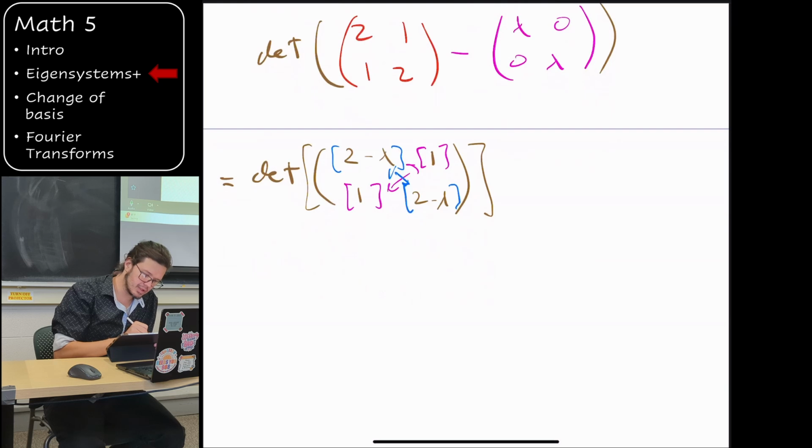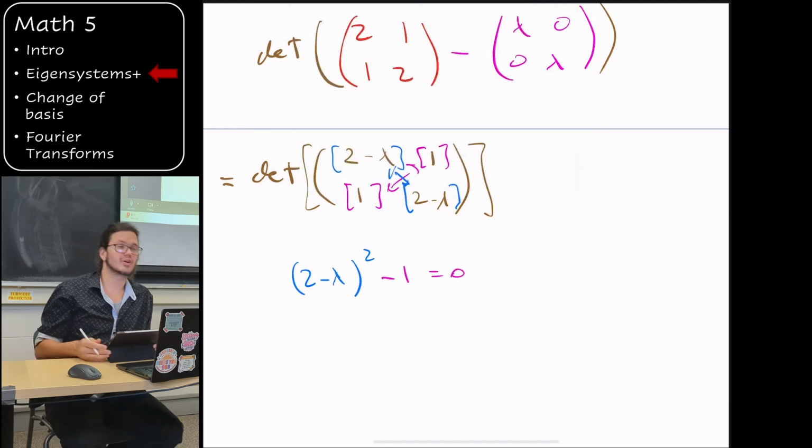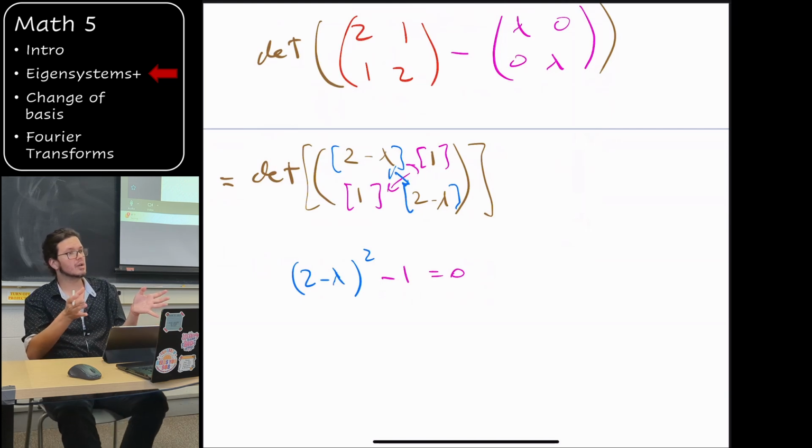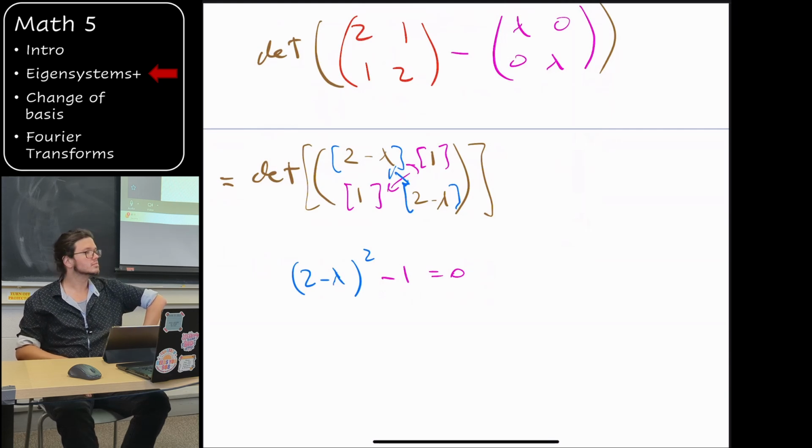So how much is this? It's going to be 2 minus lambda times 2 minus lambda. So that is 2 minus lambda squared minus 1, and this is equal to 0. Now, this is an equation in lambda only. If you plug in any lambda that you like, let's say lambda equals 10, 2 minus 10 is minus 8. 8 squared is 64. 64 minus 1 is 63, and that is not 0. So most values of lambda that you can think of will not solve this equation. It's a specific set of values that will give you a solution to this.